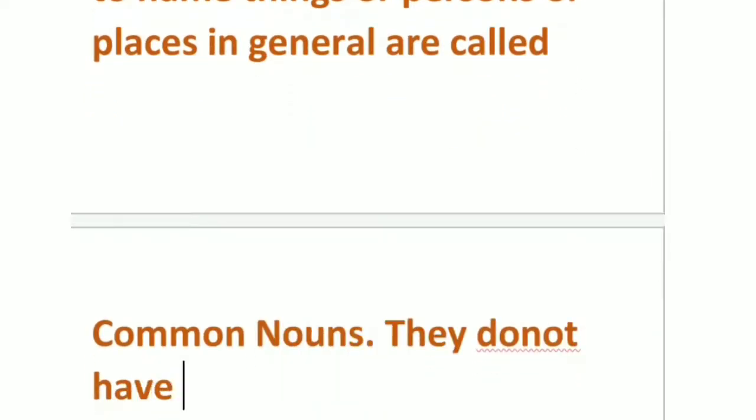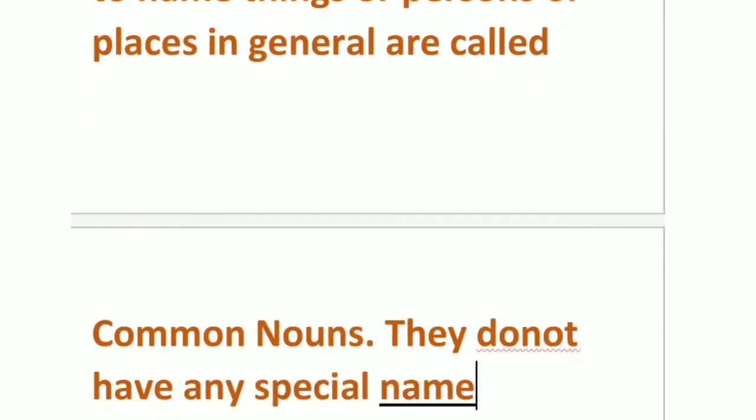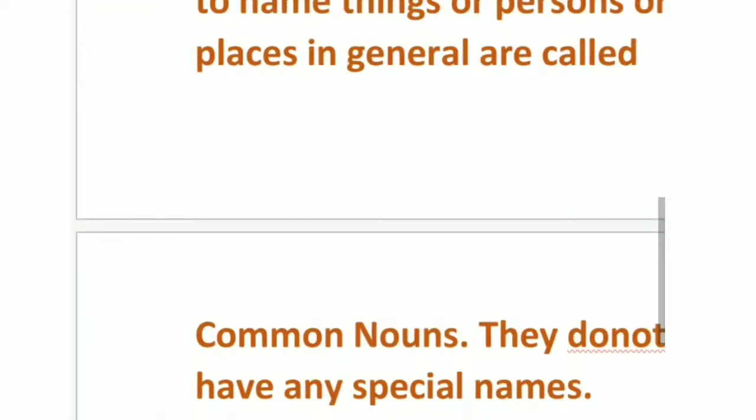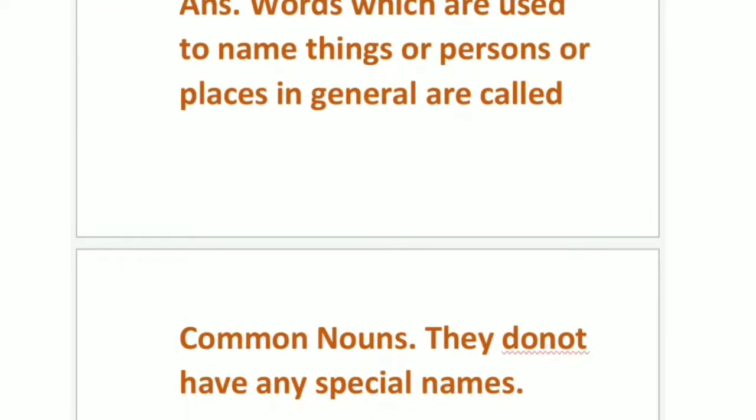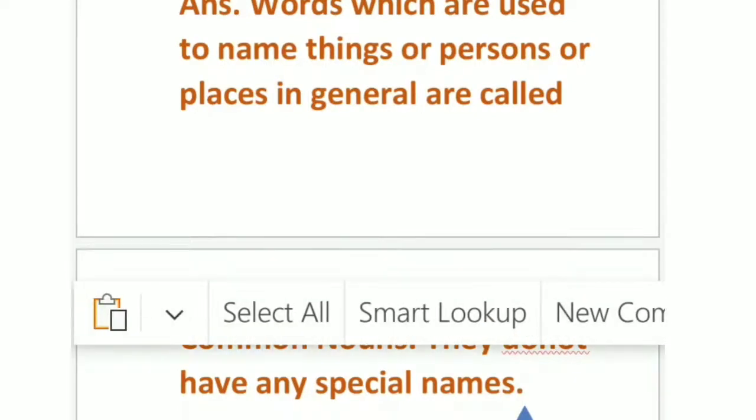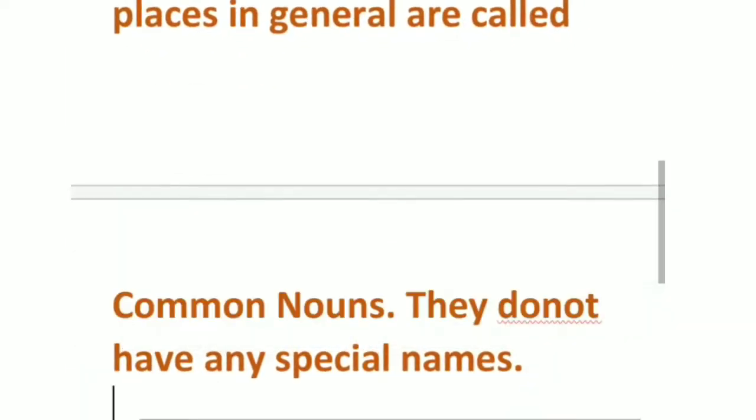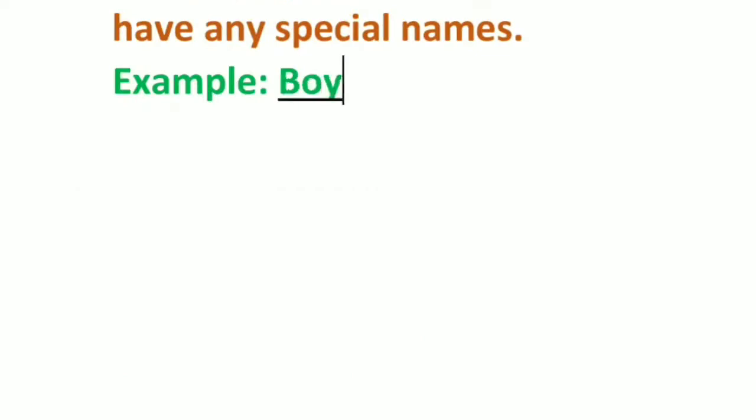You people have your own names, that is a special name. You are a boy or a girl, but you are given a special name so that people can identify you. That is a proper noun. But if we call you a boy or a girl, that is a common noun. We are talking about boys in general, not particularly about you.